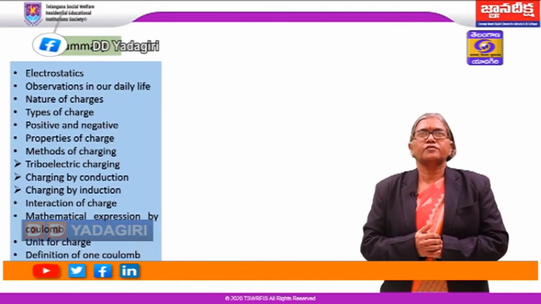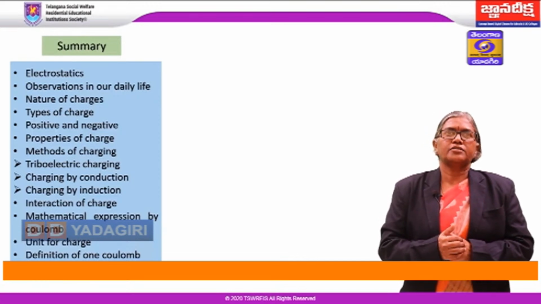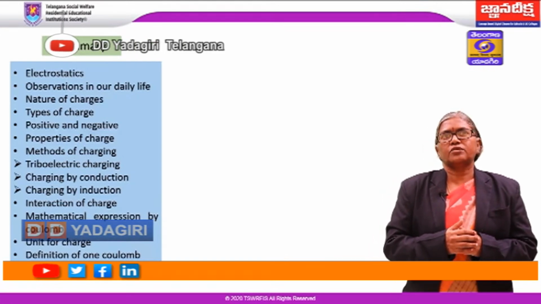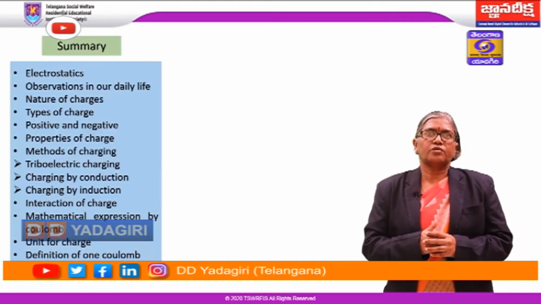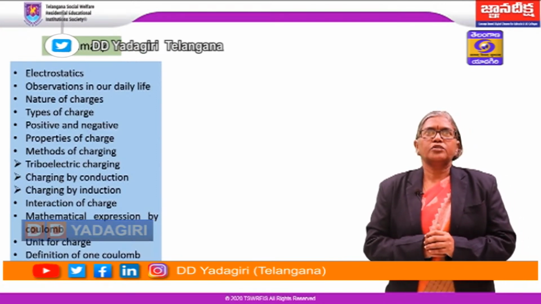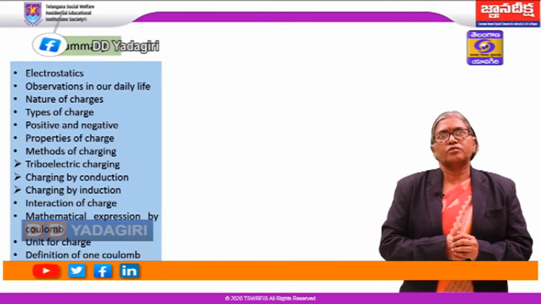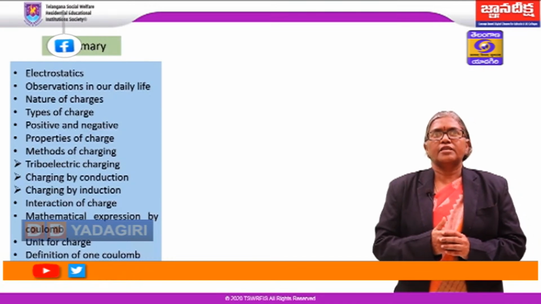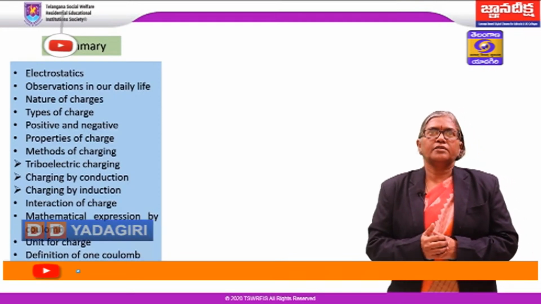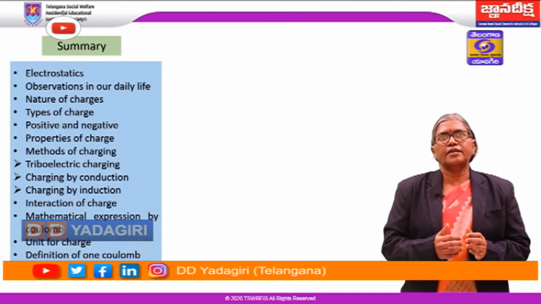Okay, the properties of charge: we learned that charge is quantized and charge is invariant. We also learned that charge is conserved. That means charge can neither be created nor destroyed, and the total charge always remains constant. We also came to know that there are three methods of charging objects. One is called triboelectric charging, which we usually call charging by friction. The other method we learned is charging by conduction, and the third method is charging by induction.